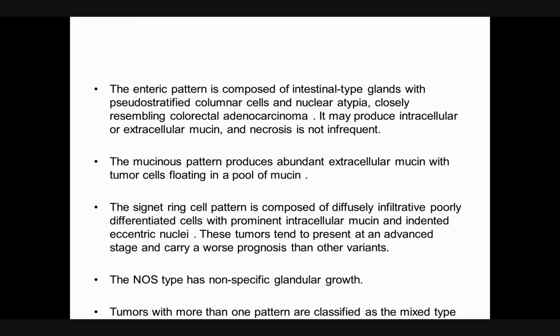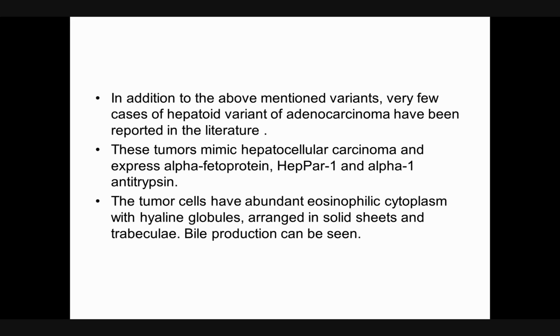These tumors tend to present at an advanced stage and carry a worse prognosis than other variants. Not otherwise specified type has a non-specific glandular growth, and the tumors with more than one pattern are classified as mixed types. In addition, very few cases of hepatoid variant of adenocarcinoma have been reported in the literature. These tumors mimic hepatocellular carcinoma and express alpha-fetoprotein, HepPAR1 and alpha-1 antitrypsin. The tumor cells have abundant eosinophilic cytoplasm with hyaline globules arranged in solid sheets and trabeculae. Bile production can also be seen.